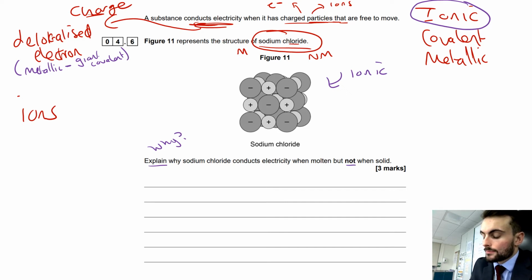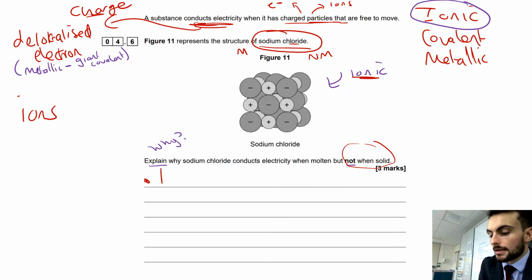Very important, sometimes people lose marks. It's actually telling you that you need to talk about why not when a solid, not just why it will when it's a liquid. So first off, we need to figure out what are we talking about here. We've already decided that it's ionic bonding. So you get your first mark for literally saying the word ions. Because it's not said in the question, it means you've identified that we are talking about ions.